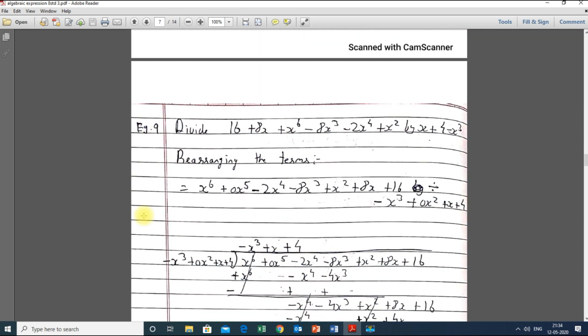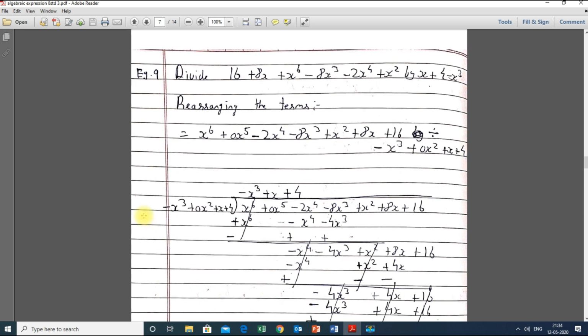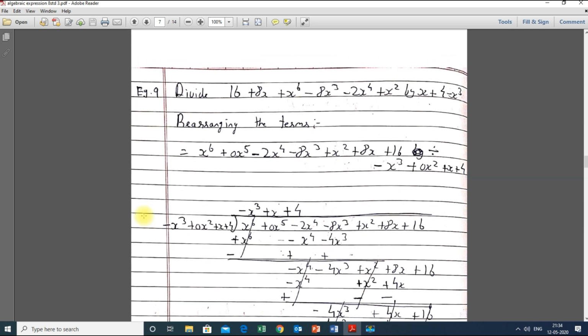Now this is one of the trickiest sums in the question. This sum is very tricky. If you understand this type of sum, you can try solving on your own. Then you can solve any type of division sum. It's very easy. Okay.